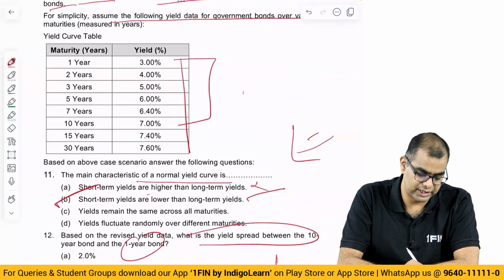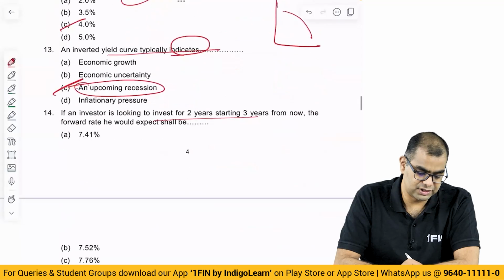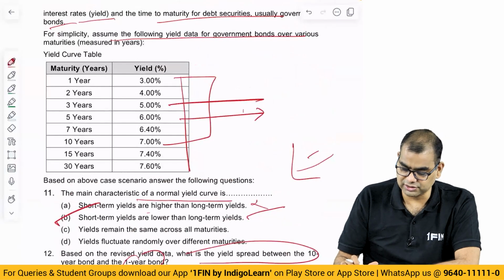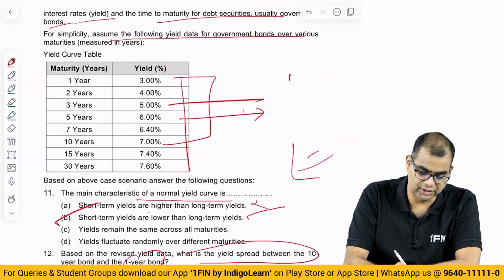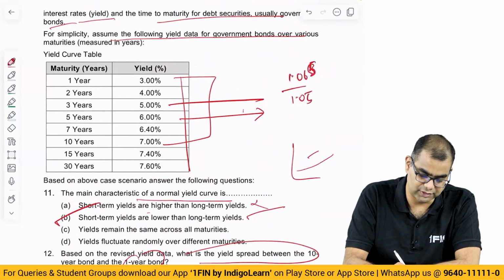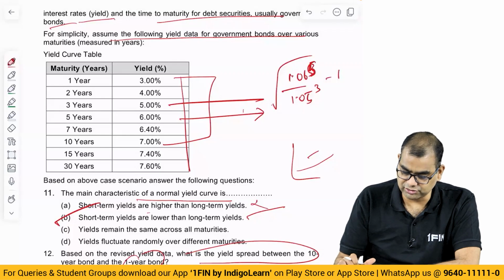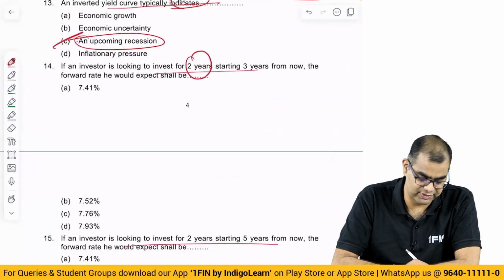Based on the revised data, what is the yield spread between 10-year bond and 1-year bond? Simple. 10-year and 1-year, 4%. Then an investor is looking to invest for 2 years, 3 years from now. The forward rate should be, 2 years for 3 years from now. So 5 and 6. So you do 1.06 power 5 divided by 1.05 power 3, whole root, minus 1. So 1.06 to the power 5 divided by 1.05 to the power 3, you do a square root, minus 1, into 100, you get 7.5178, so 7.52.